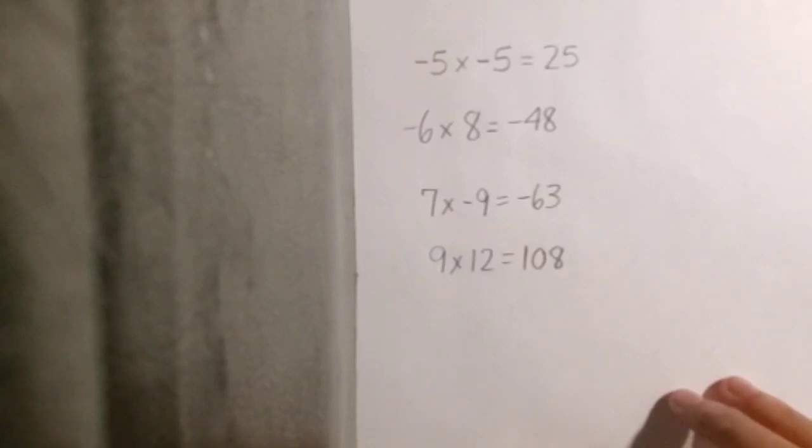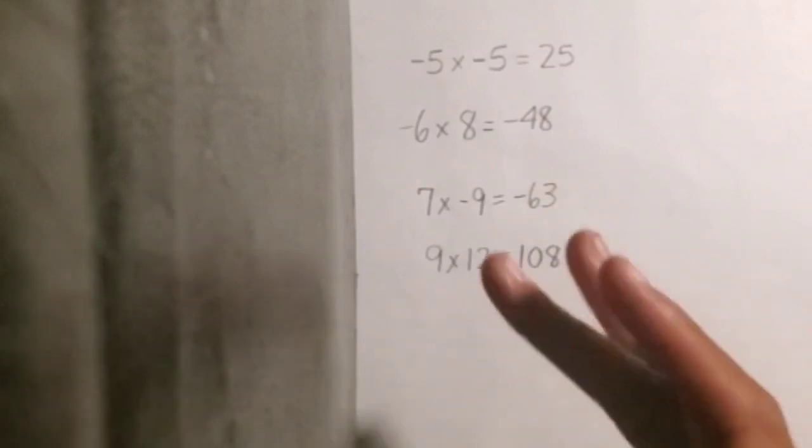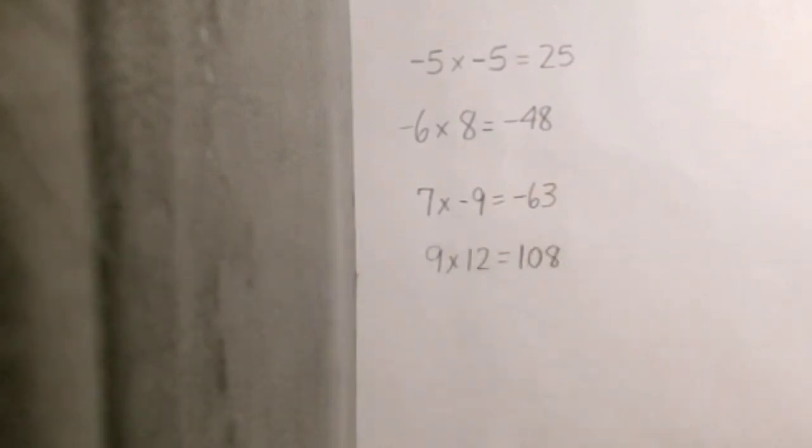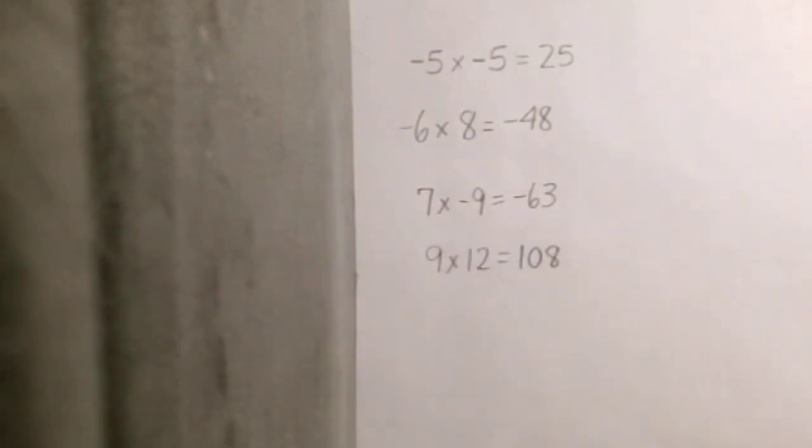Like, if you do it on the number line, that'll make it easier, like counting by something, right? Like going backwards and forwards, right? You know what I mean? So this is how I do this.